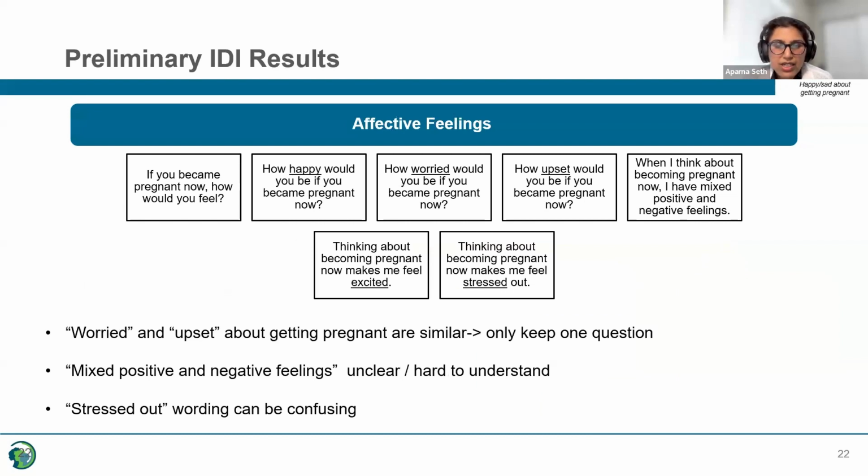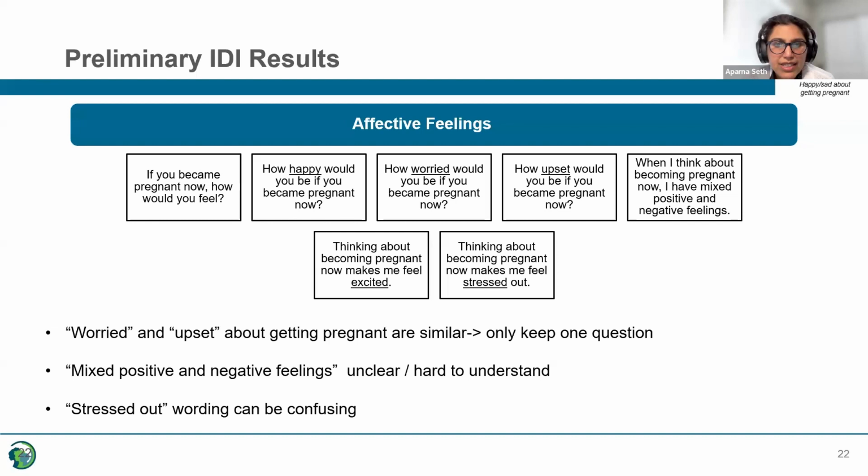The second construct was around affective feelings, and these are the 7 survey questions we had on which we are getting feedback. Some initial feedback is that the third and fourth questions here, how worried you would be and how upset you would be if you became pregnant now, are very similar, and there was a recommendation to consider only one. Some people felt that the word upset was unclear, so that was the one recommended to be dropped.